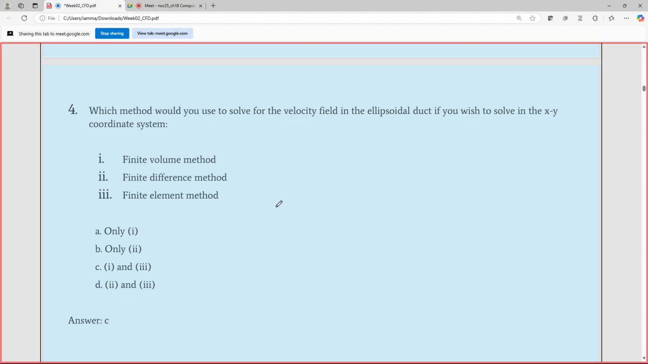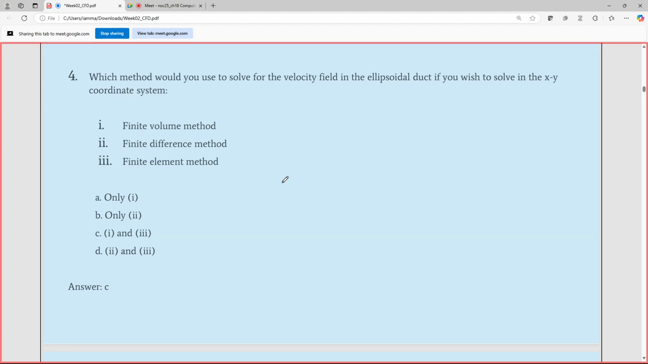Which method would you use to solve the velocity field in the ellipsoidal duct if you wish to solve in the xy coordinate system? Options are: option A, finite volume method; option B, finite difference method; option C, finite element method. Options are: A, only 1; B, only 2; C, 1 and 2; D, 2 and 3. The answer is already here, but still you can think.